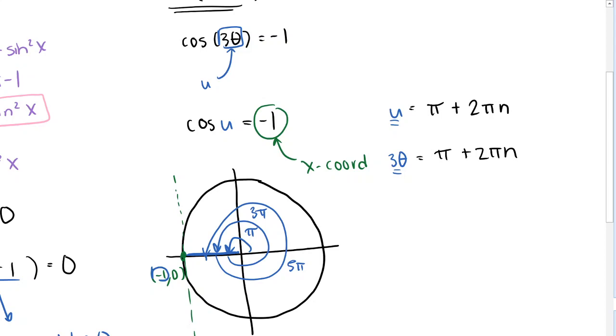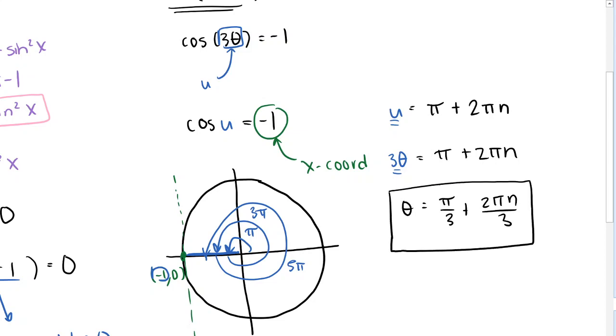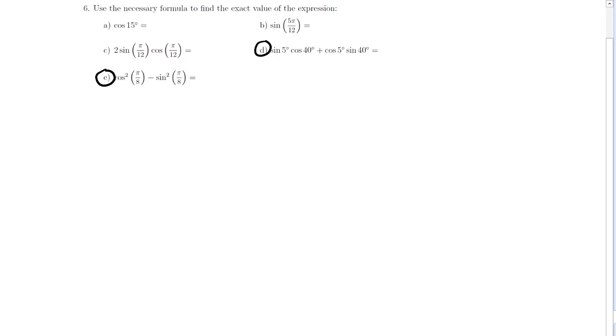And so if I want theta, I'm going to divide both sides by 3 to get that theta is equal to, well, dividing both sides by 3 means dividing each term by 3. So we've got pi over 3 plus 2 pi n over 3. Now these are the solutions to our original equation. And they're the solutions to cosine of 3 theta is equal to -1.